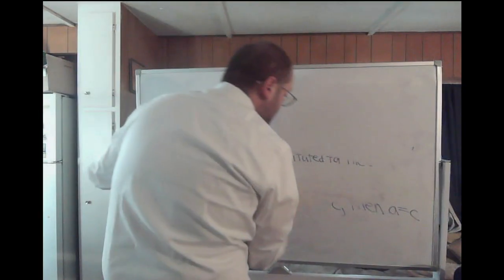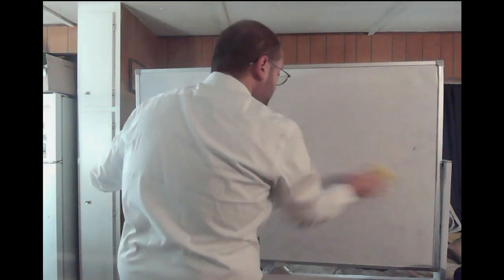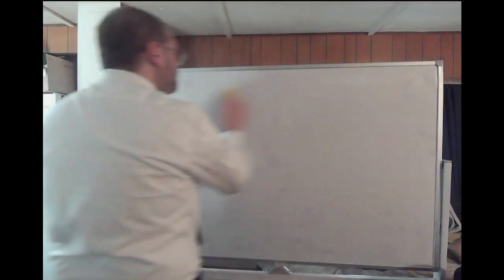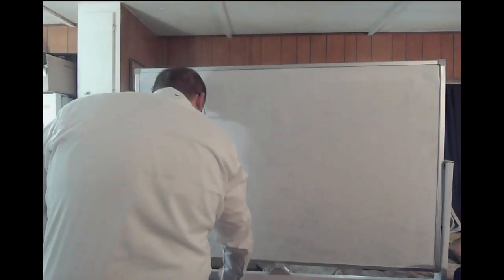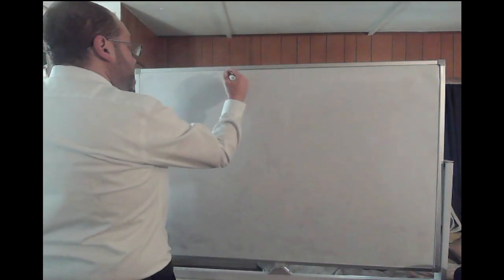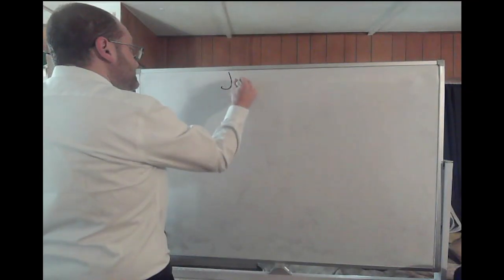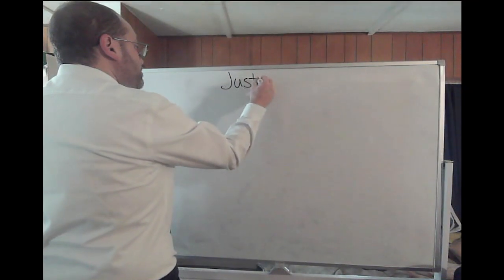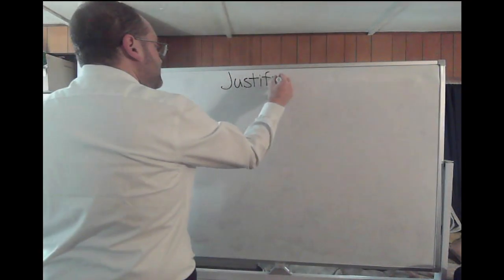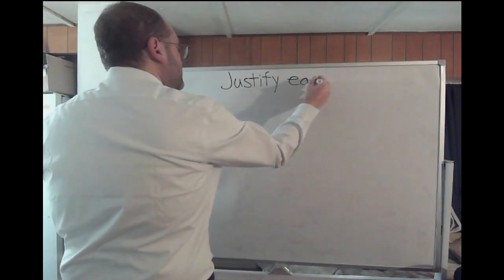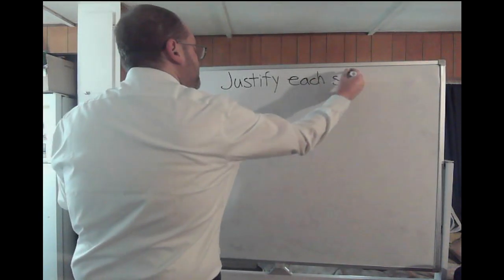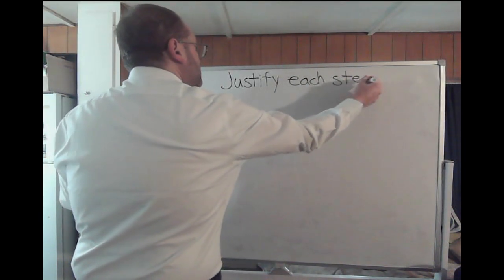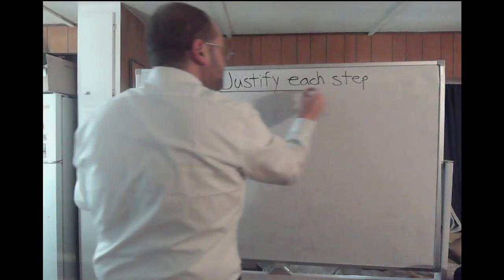All right. So those are handy properties from algebra. Now, what we're going to do, we're going to do a few algebra problems, but it's not going to be normal. We're going to justify each step. All right? So justify each step.